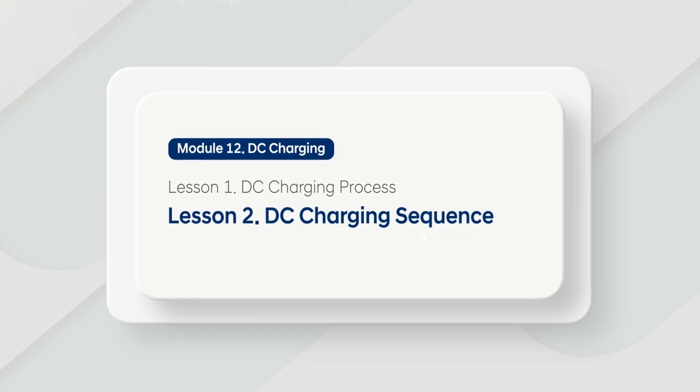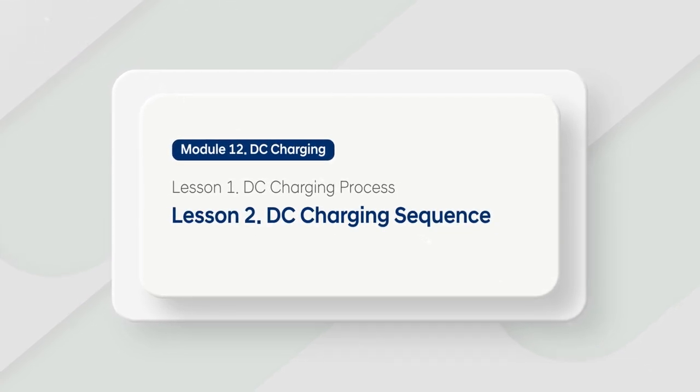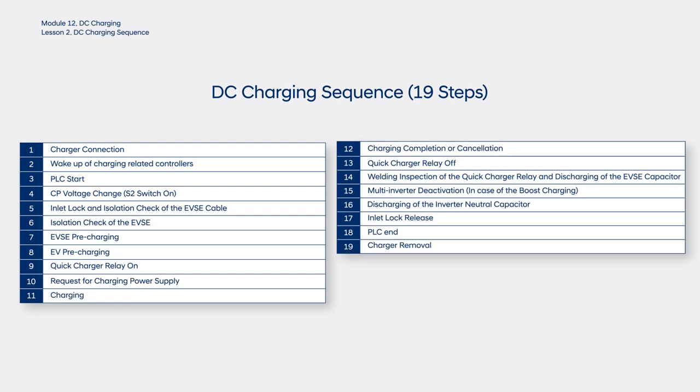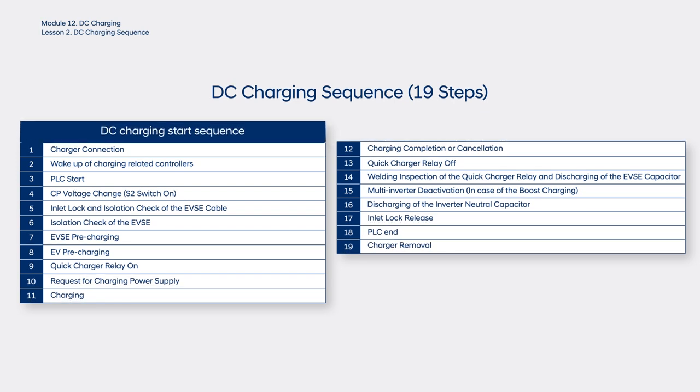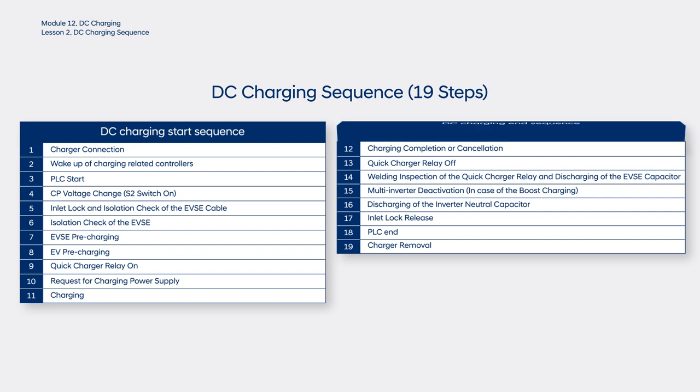Lesson 2. DC charging sequence. Let's check the DC charging sequence in 19 steps. From steps 1 to 11 is the DC charging start sequence, and from steps 12 to 19 is the DC charging end sequence.